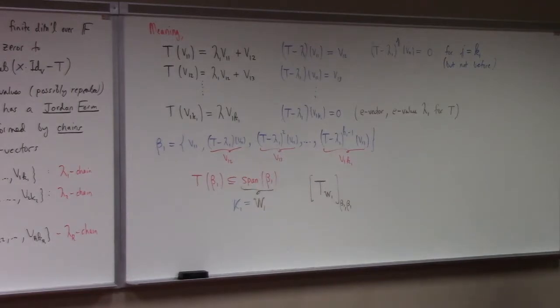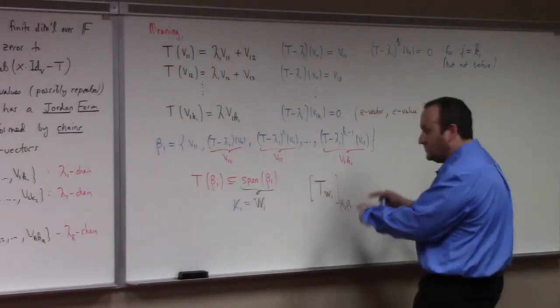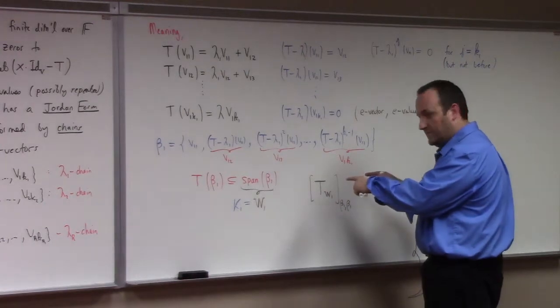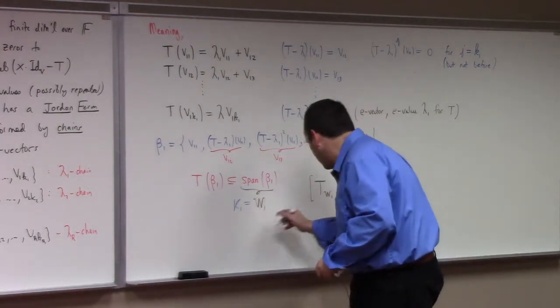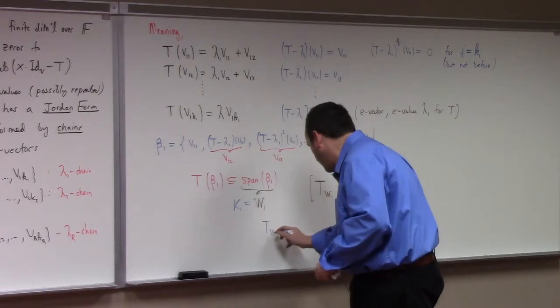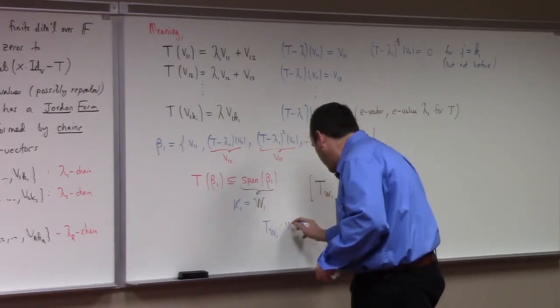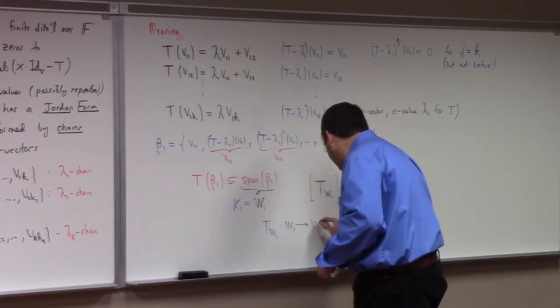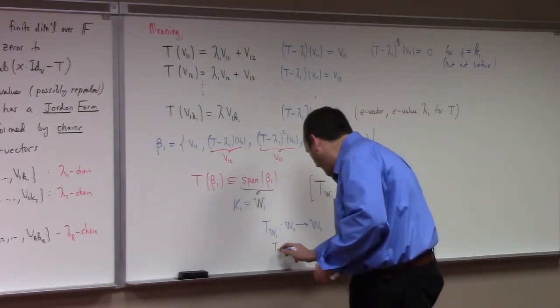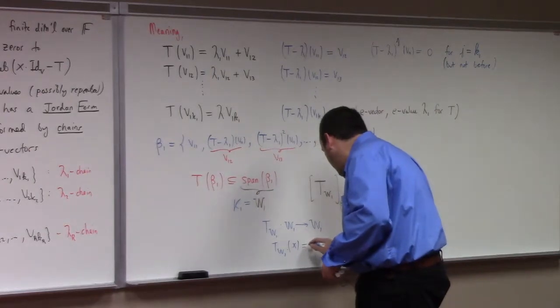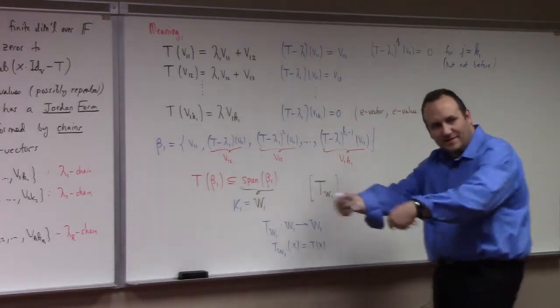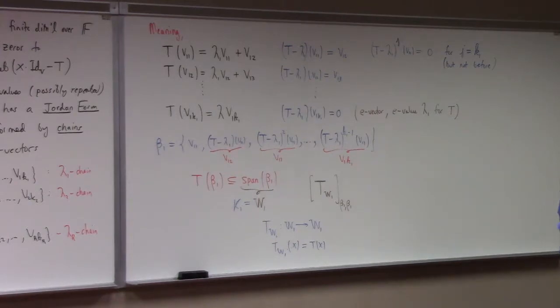All right? So with respect to this basis, the matrix of T sub W1 is a transformation from W1 to W1. How's this action defined? It's just T of X. So what I'm saying is just restricting T to the W1 subspace and making its codomain also W1, which makes sense because W1 is a T invariant subspace. With all of that, the matrix of T1 is what's called a Jordan block.